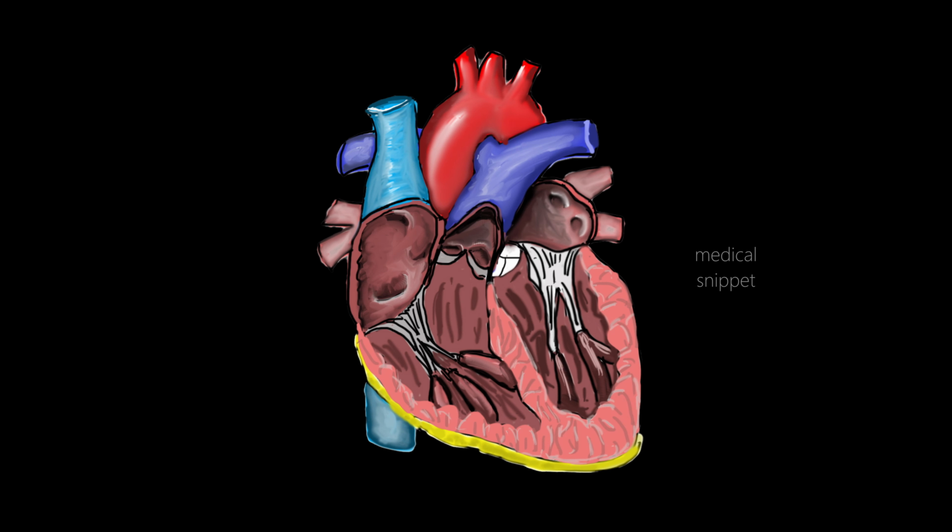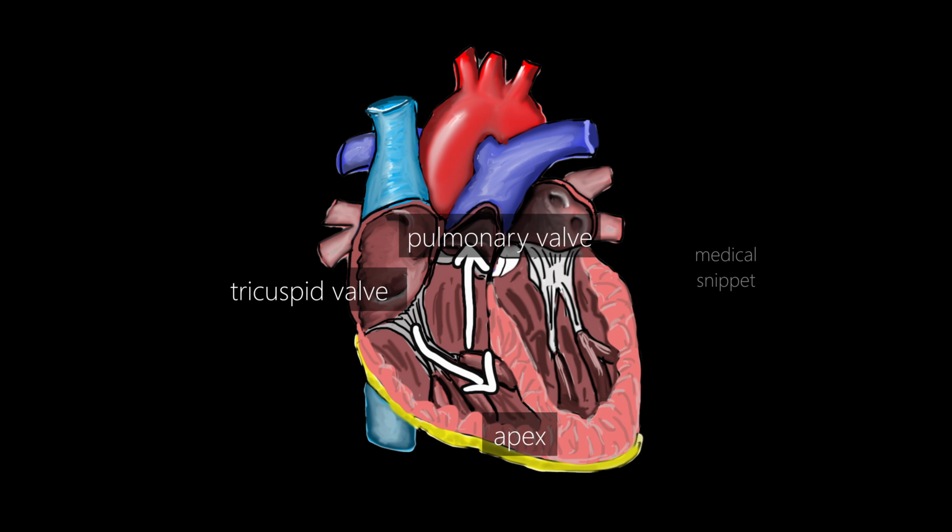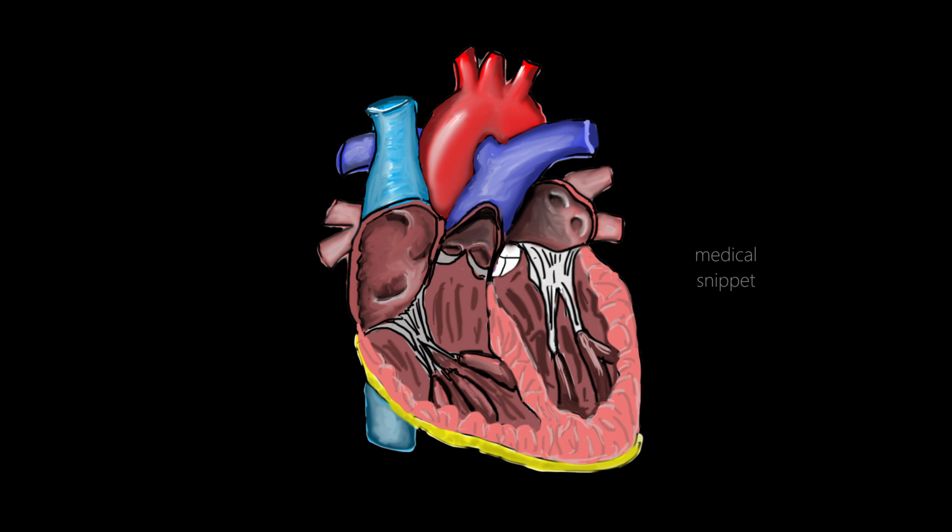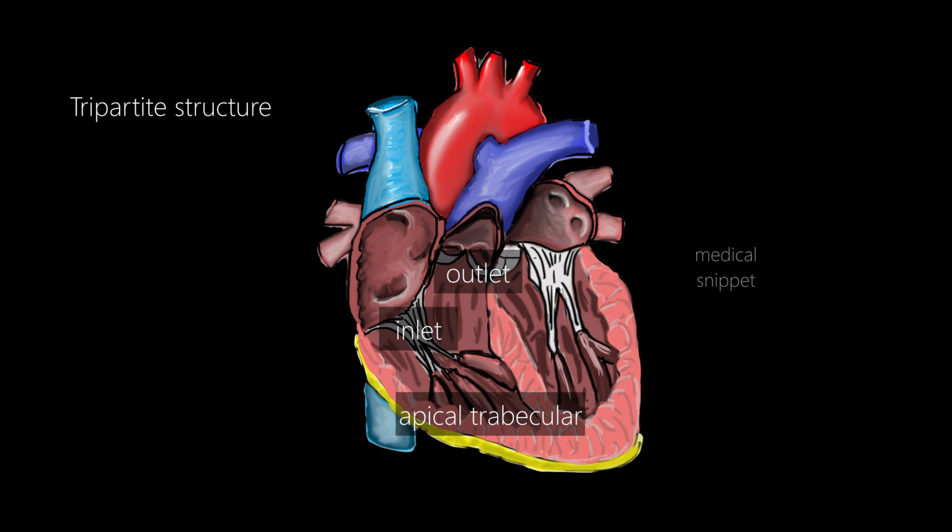Right ventricle extends from tricuspid valve to the apex and cephalad to the pulmonary valve. The right ventricle is divided into three parts: inlet, apical trabecular, and outlet. This is called tripartite structure of the right ventricle. In some congenital anomalies, one or two parts are absent. Then the right ventricle may be bipartite or unipartite in configuration.